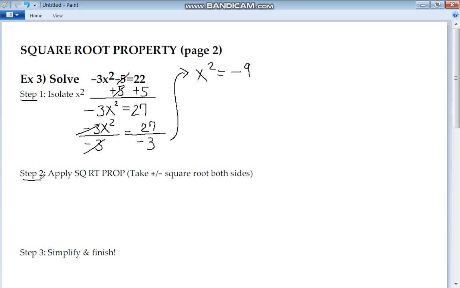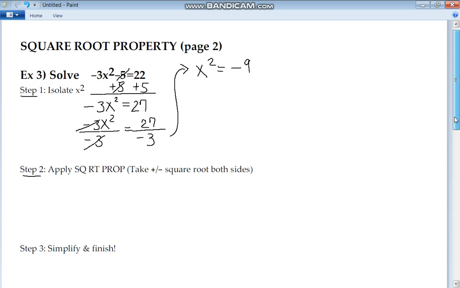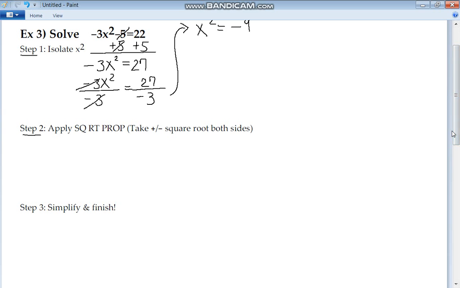Step 2 says to apply the square root property, taking plus or minus the square root of both sides. Okay, so to do that, we'll take our x squared equals negative 9. That's the result of the previous step. And we'll get rid of the square by taking plus or minus the square root of both sides. Plus or minus the square root of negative 9. Okay, so we've isolated the x. We just have to do step 3. We have to simplify our answer.